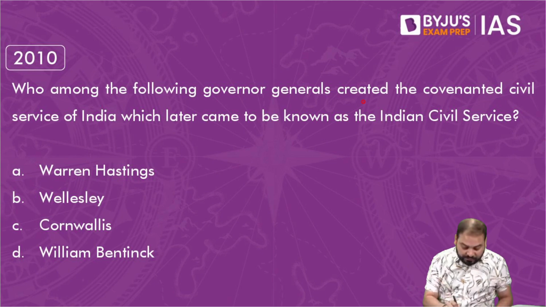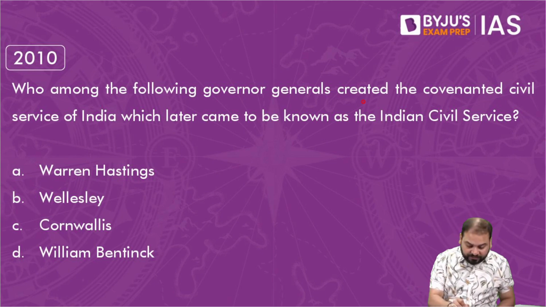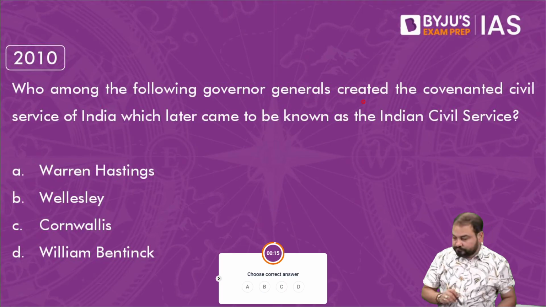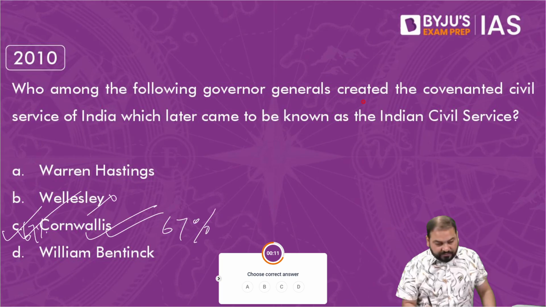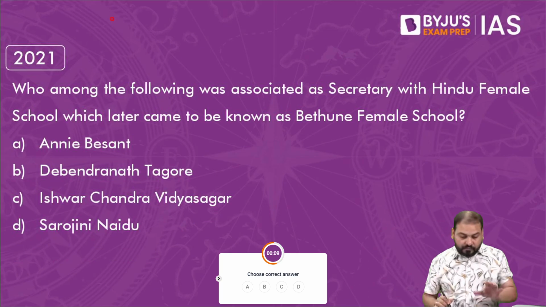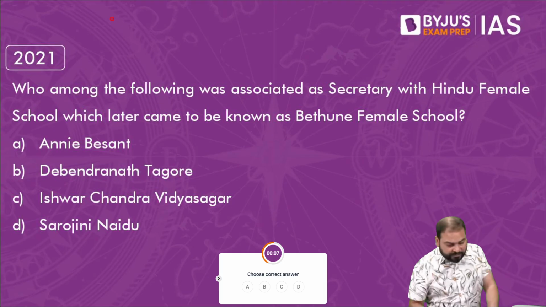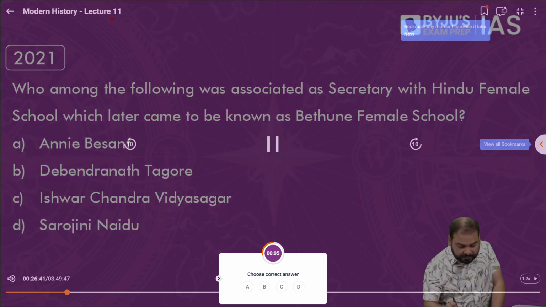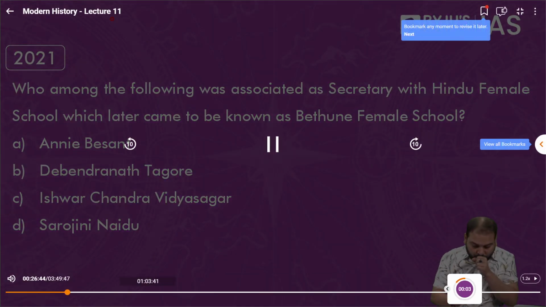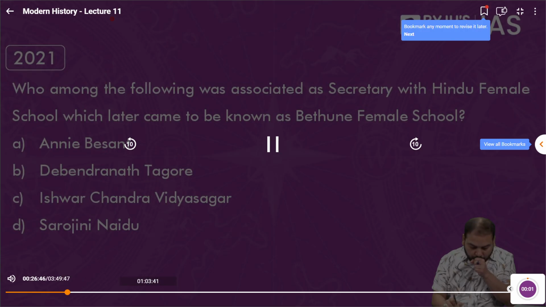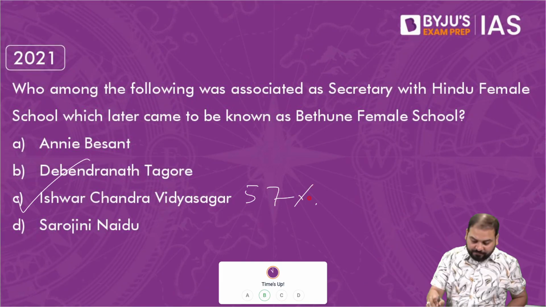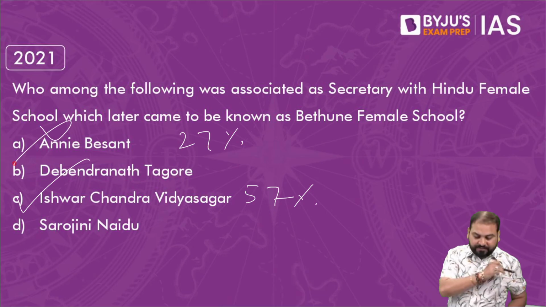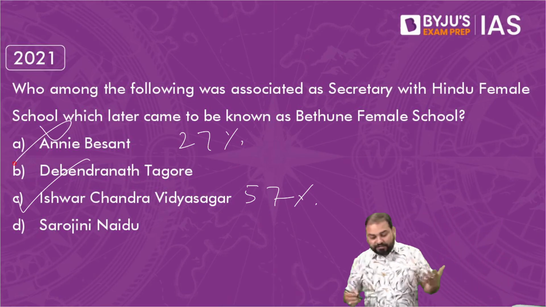Very simple question. Polling. For this question, I will give you only 15 seconds. Kritika, you can write the mail to me. Question 2010. Please see the 2021 question. I'll give you 30 seconds for this. 57% say this, 27% you are wrong. We had studied, it is Ishwar Chandra Vidyasagar.